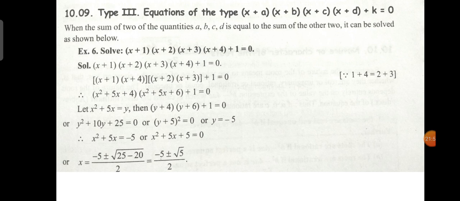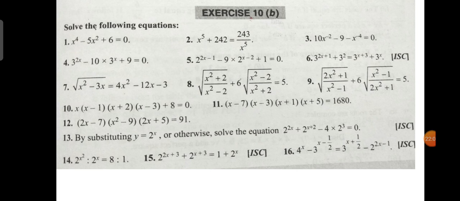So you have to solve those quadratic equations using the quadratic formula. Here some exercise has been given for you. Okay, these all questions are of type 1, type 2, type 3.